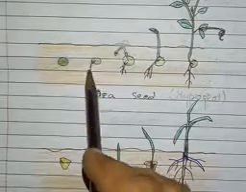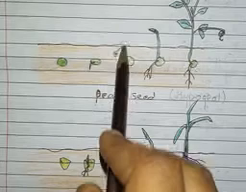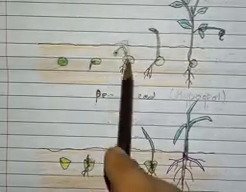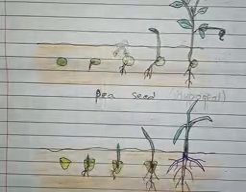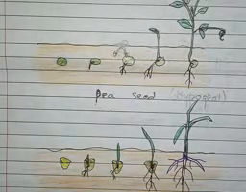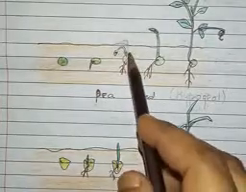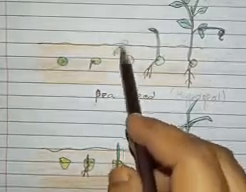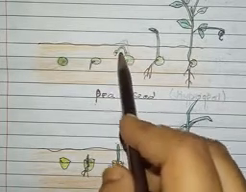Once the radicle is out into the soil, the shoot also grows. You will find that the shoot grows in an arched or bent form. It is not growing straight, it is growing in an arched form. Why does it grow so? Because it has to protect the delicate parts of the shoot.